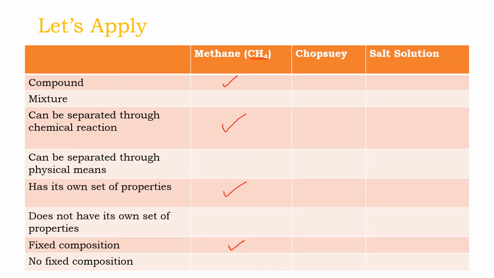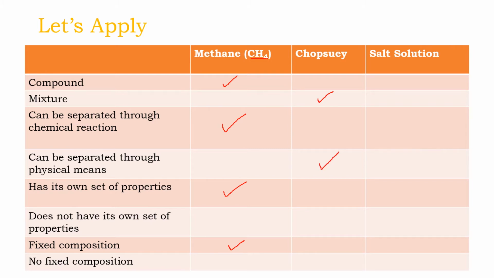So how about chop suey? Chop suey ay isang klase ng gulay, pinagsama-samang gulay. Okay? So makikita pa ba natin yung mga ingredients ng chop suey kapag niluto na siya? Yes, makikita pa rin natin siya, ma-identify pa rin natin yung mga ingredients. So ibig sabihin yan po ay mixture. At dahil mixture po ang sagot natin dyan, can be separated through chemical reaction ba ang isang mixture? No, kasi yun ay pag-aari ni compound. So, ibig sabihin, ang chop suey can be separated through physical means. So, pwede natin paghiwa-hiwalayin yung mga ingredients.